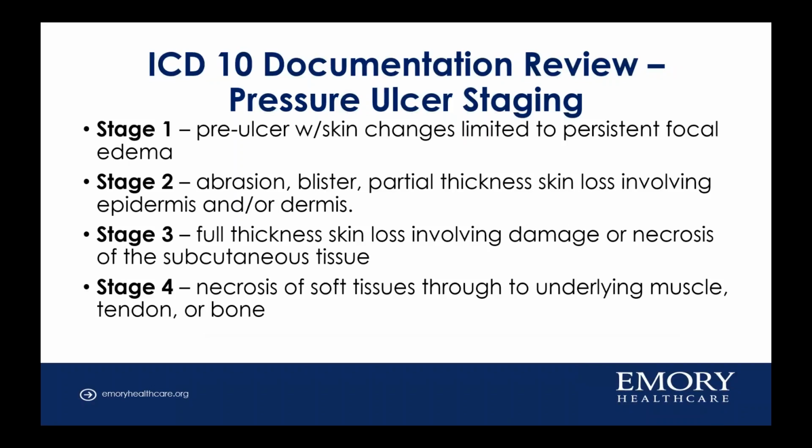And then the staging for pressure ulcers, we need that as well. Unspecified is not going to be accepted. We have stage 1, which is a pre-ulcer with skin changes limited to persistent focal edema. We have stage 2 with abrasion, blister, partial thickness skin loss involving epidermis and/or dermis. And then I'm guessing 3 or 4 are the stages that we would deal with more. Stage 3 is a full thickness skin loss involving damage or necrosis of the subcutaneous tissue. And then stage 4 is necrosis of the soft tissue through to the underlying muscle, tendon, and bone.